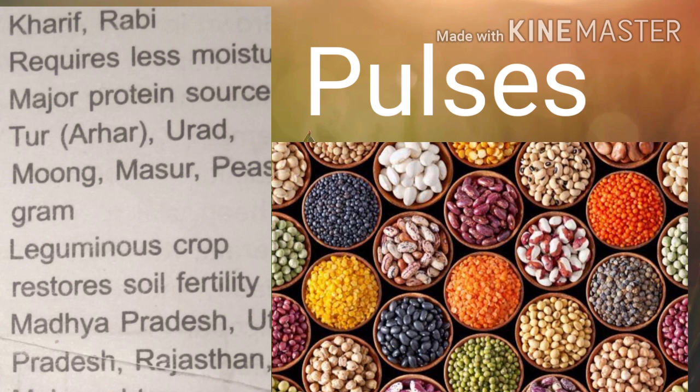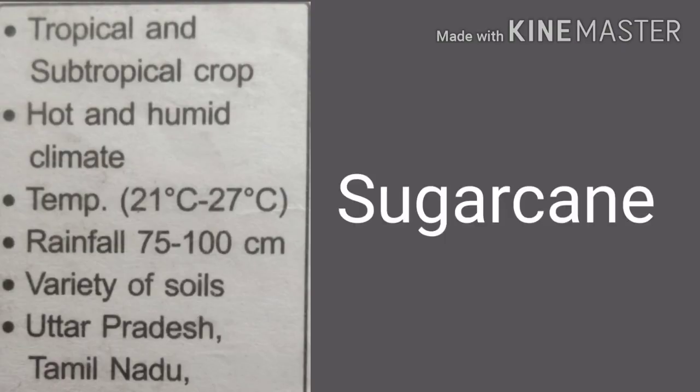Pulses are called leguminous crops. Leguminous crops are nothing but the crops which have nitrogen fixing bacteria in their roots. They convert the atmospheric nitrogen and fix it into the soil so that the fertility of the soil will be increased. Next we are going to see sugarcane.